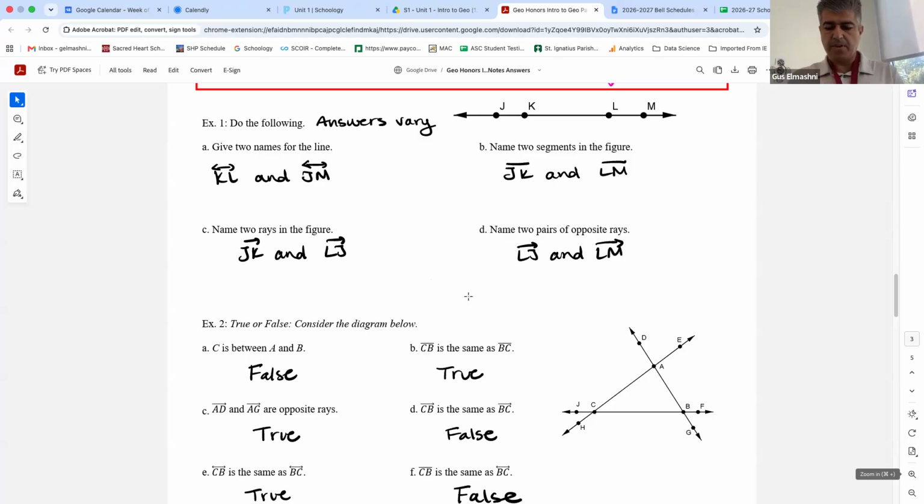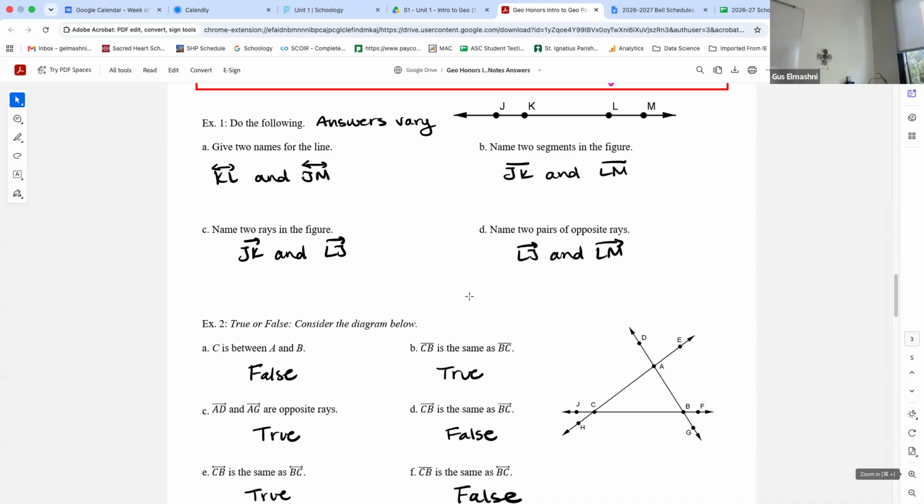I'm going to show you some answers right now. Answers totally vary here, by the way. You have two names for a line. Call it JK, KL, LM, JM, whatever. But you have to use the double arrows. For segments, you do the same thing you did for A, just without the arrows. For C, you do the same thing you did for A and B, just with one arrow. And you could do whatever you want.